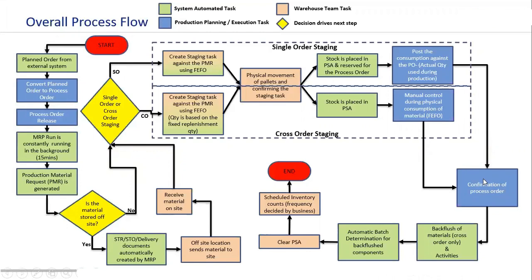So once that's confirmed, it goes across to here. Obviously these are the system bits where it's the backflush of the materials and the automatic batch determination of what you've used. And then you can clear the PSA once you finish with the materials that are left, and that would create warehouse tasks for the warehouse to pick the returns and put them back into storage.